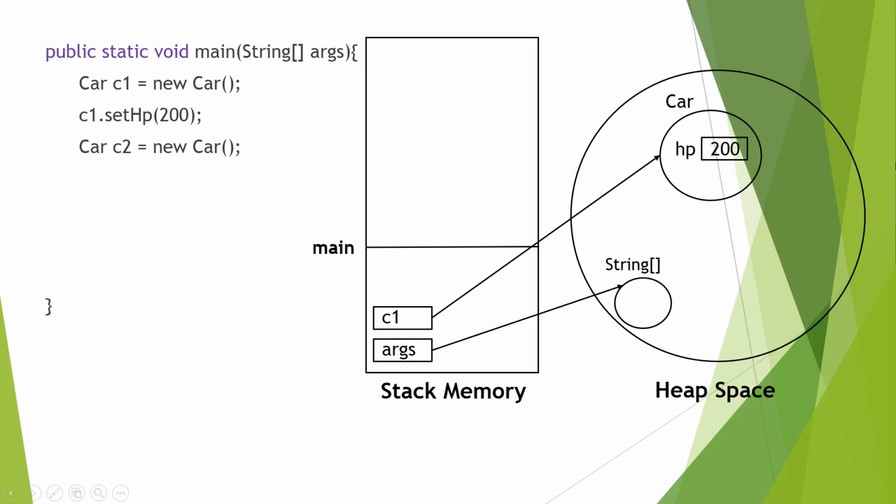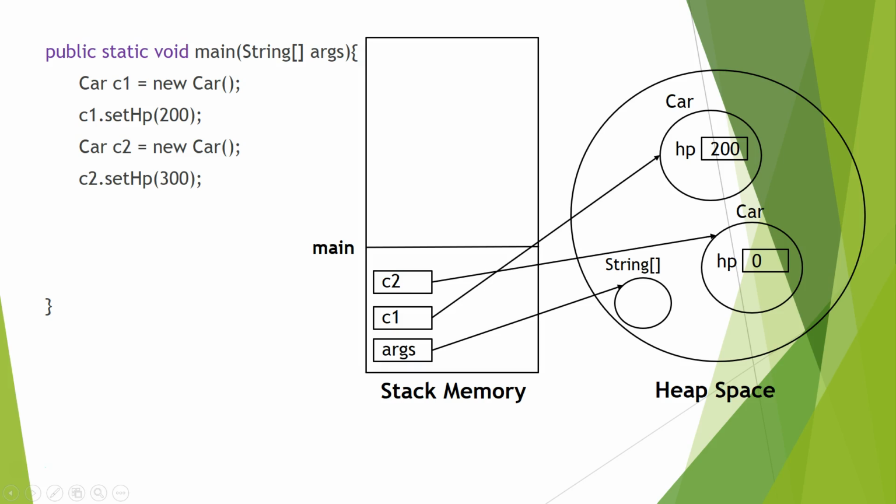And now let's execute the next statement, Car c2 = new Car(). As we notice, after executing that statement, a new object of type Car is allocated inside the heap. This Car object contains an integer slot named HP with initial value 0. And also another slot of type Car named c2 is added in the main method inside the stack. This c2 is referring to the newly added object inside the heap.